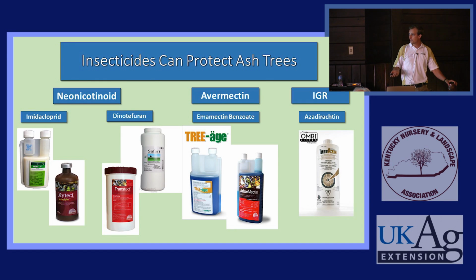Here are some examples. These are the neonics. I just put a couple up there. There are many others, but for imidacloprid, I have Zytect and Merit up there. Dinotefuran, I have Safari and Transtect. Now we have the ivermectins. We have emamectin benzoate, and that's our only chemical, but we have it in a Tree-äge formulation and an ivermectin formulation. And then azadirachtin, it's an insect growth regulator, triazine. I'm sorry if there are any representatives here and I didn't mention you. I try to stay not biased towards anybody.